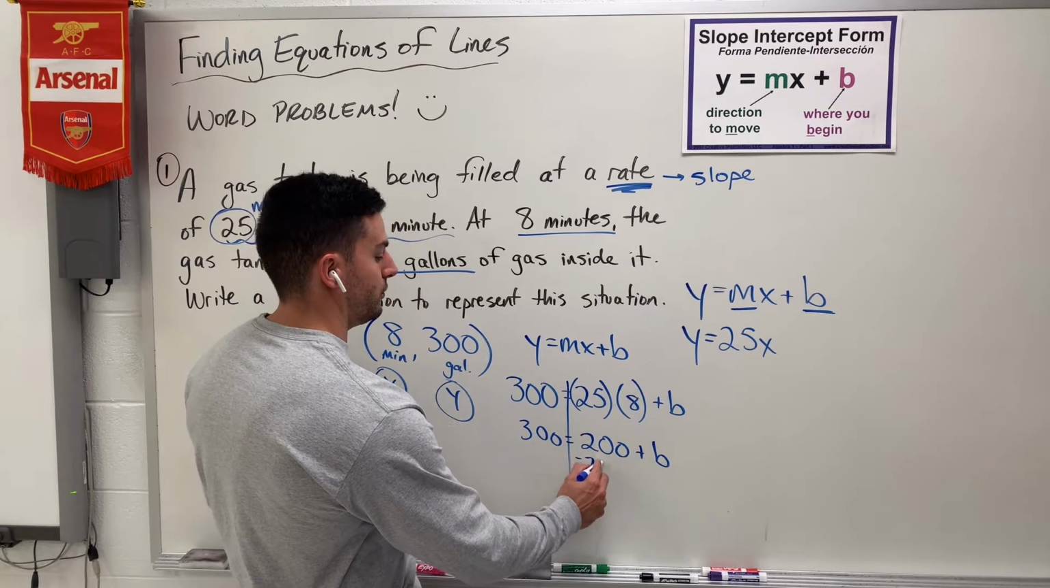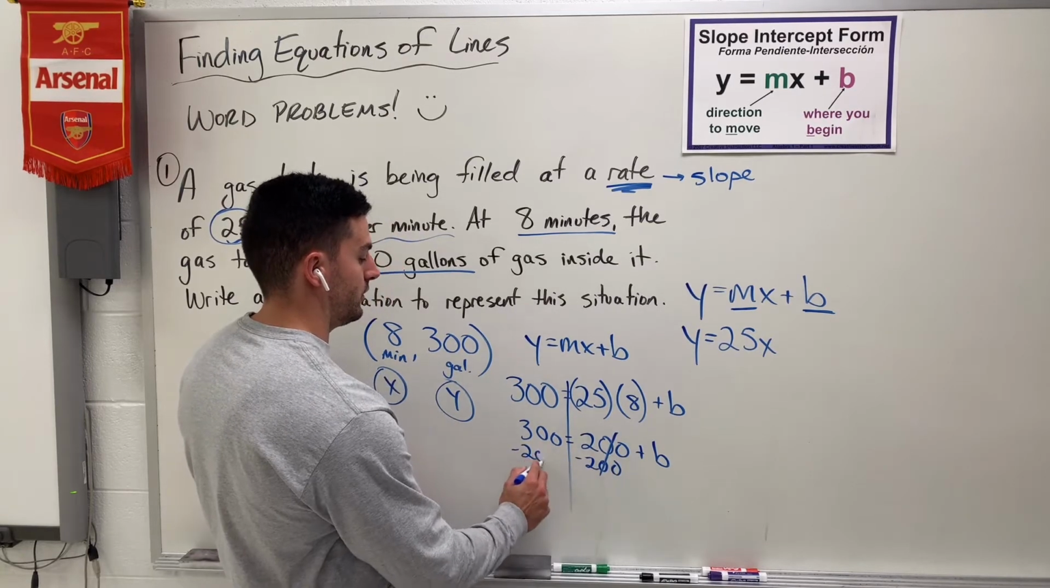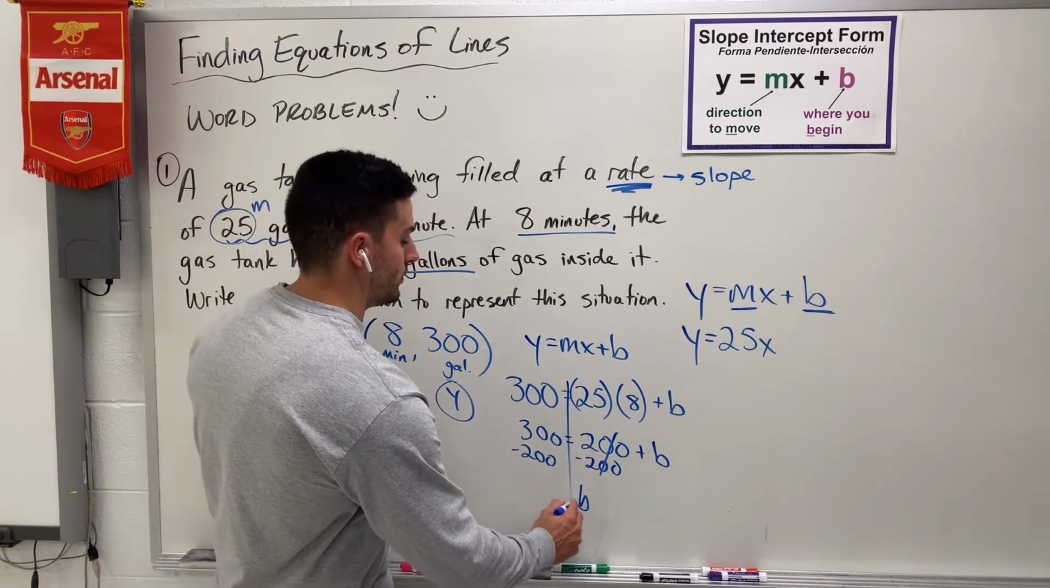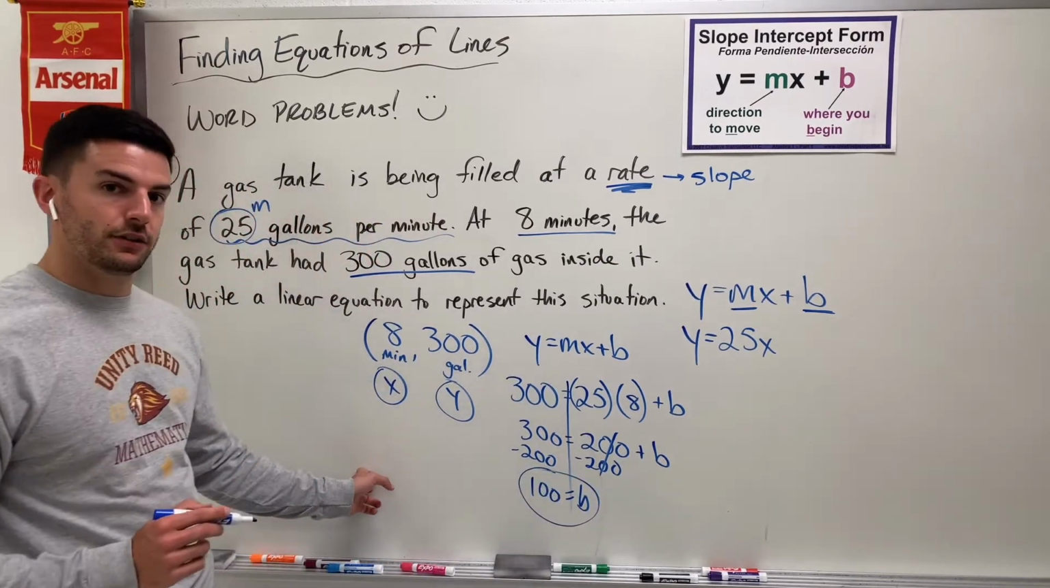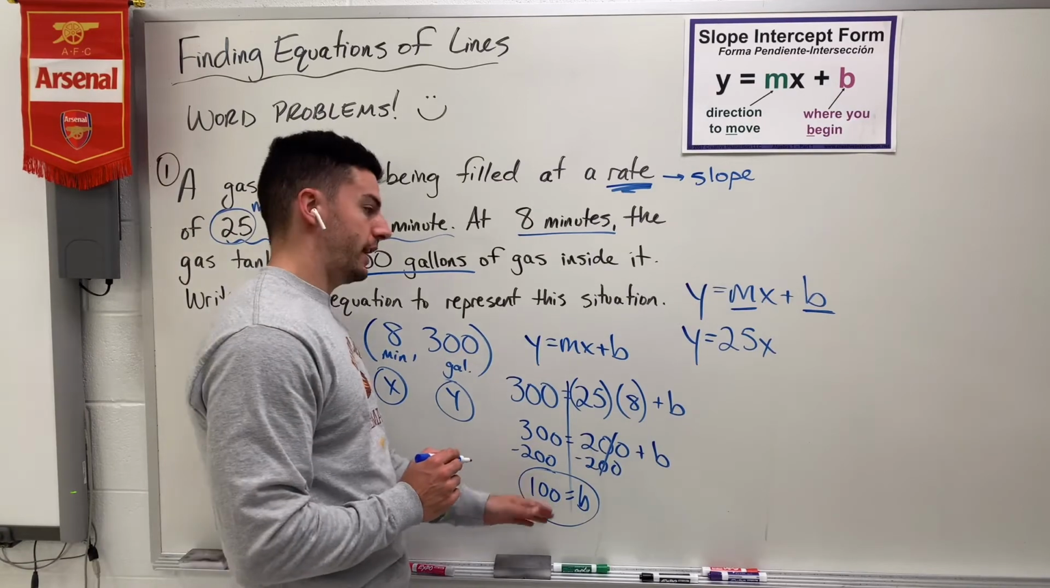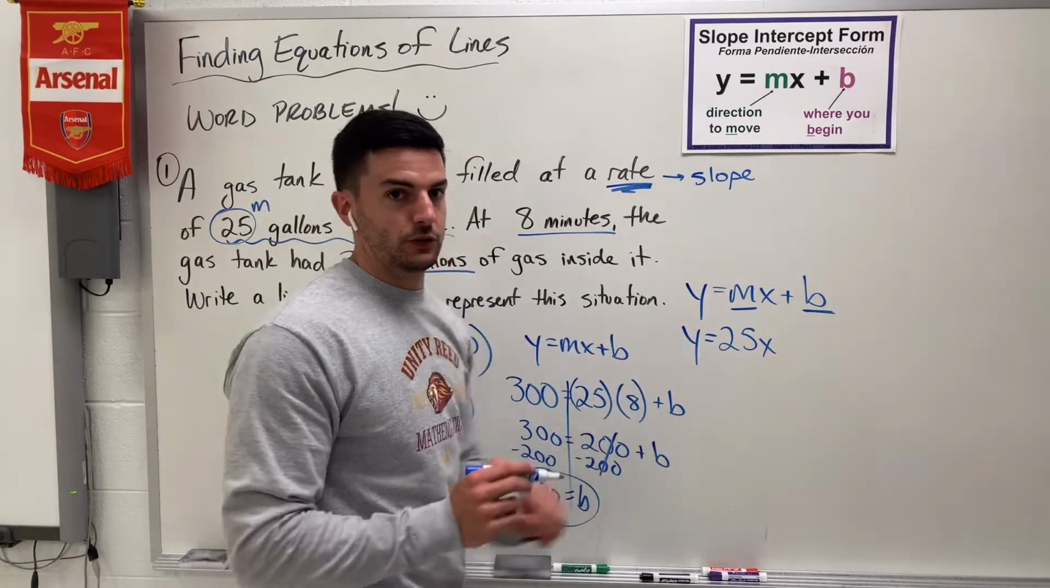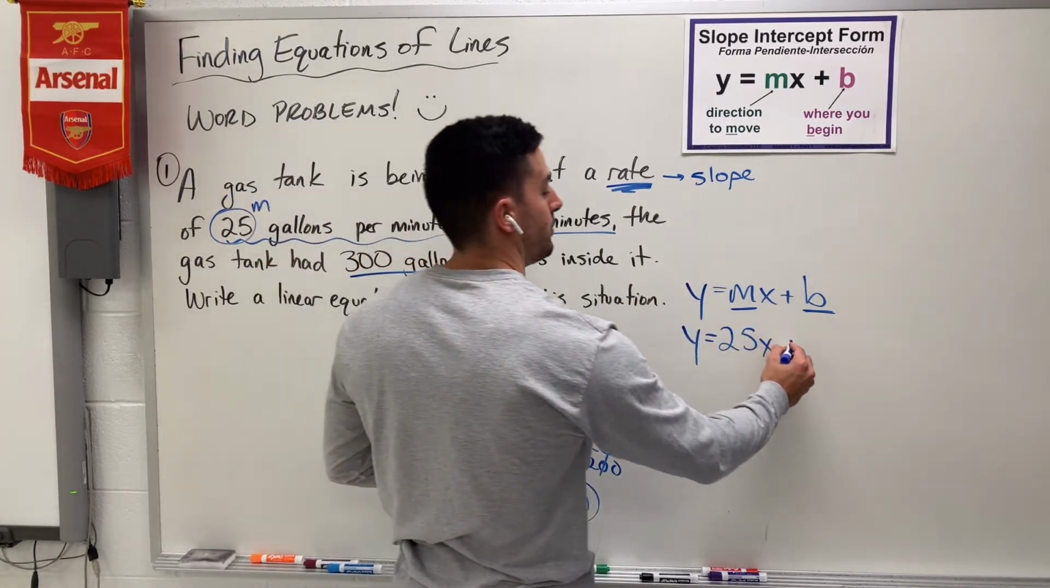And so you subtract that 200 from both sides. And so b would equal 300 minus 200, which is 100. So b equals 100, okay? So that is my last missing piece of the puzzle. So it would be y equals 25x plus 100.